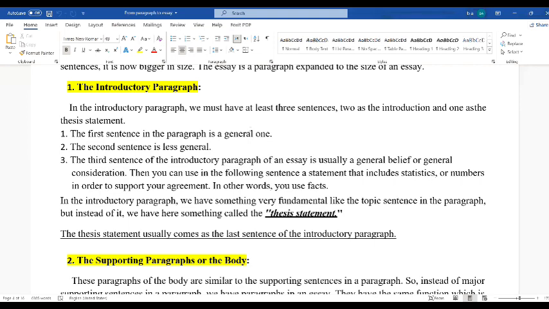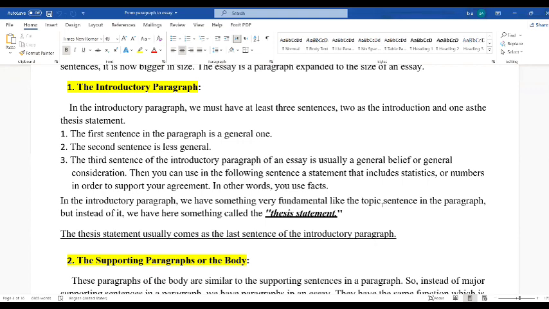You can't, for example, use just two sentences or one sentence as an introductory paragraph, because it's not a paragraph to have only one sentence. A paragraph consists of what? Many sentences. So in the introductory paragraph, we have something very fundamental, meaning very important.